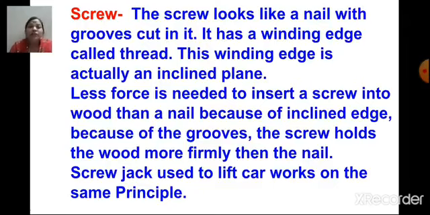Now, less force is needed to insert a screw in wood than a nail, because of the inclined edge. As we saw the threads, which were what? Which were again inclined edges. Because of the grooves, the screw holds the wood more firmly than the nail. Now, the screw jack used to lift a car works on the same principle. You must have seen a jack, or all of you must be having a car. Then tell your parents to show you the jack. That jack also works on the same principle.